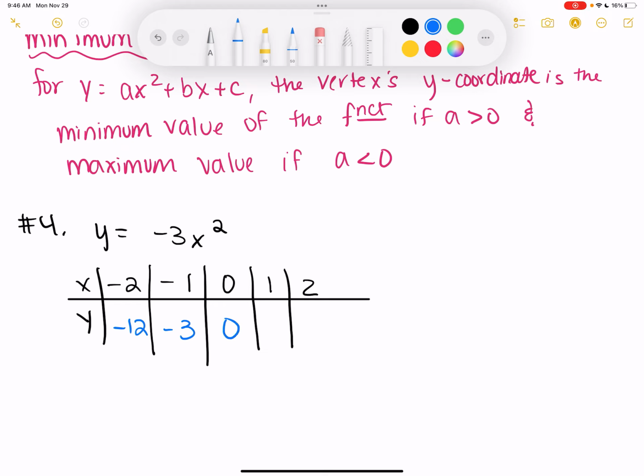1. Negative 3. Negative 3. 2. Negative 12. Negative 12. What do you notice about this table?